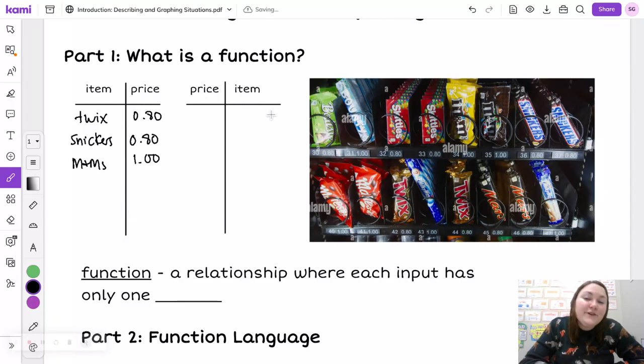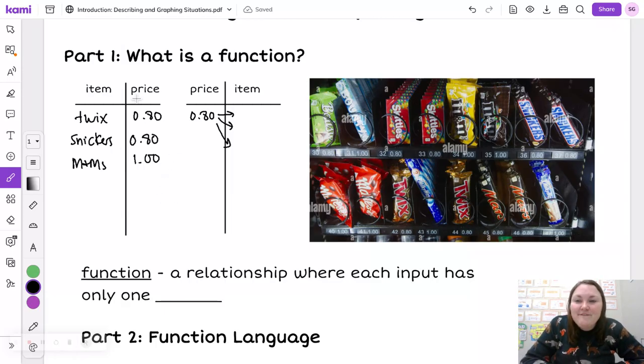If I reversed the table where I'm starting with price, for example, I could say there's something in the vending machine that costs 80 cents. What is it? That's a little harder. It's a little more confusing because there are many answers you could give me for that. You could tell me Skittles, you could tell me Snickers, you could tell me Twix. There's a lot of different answers.